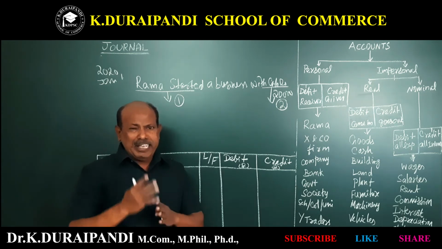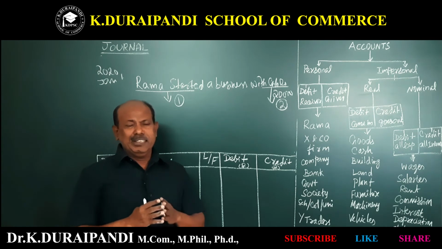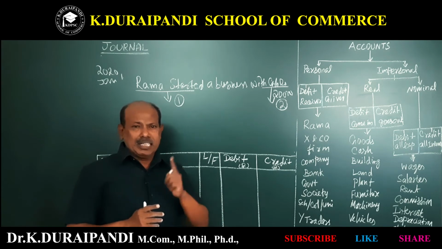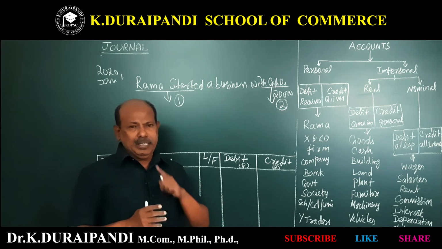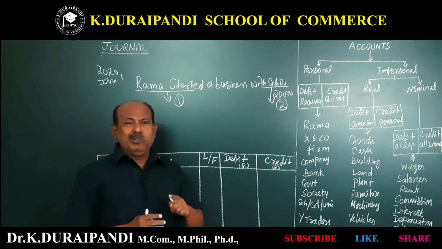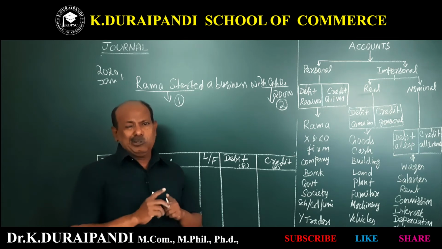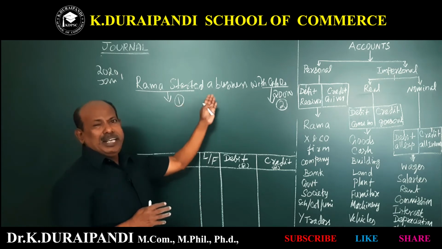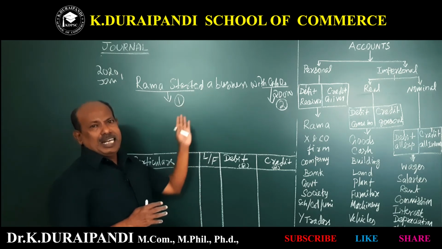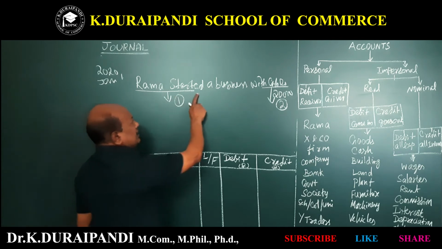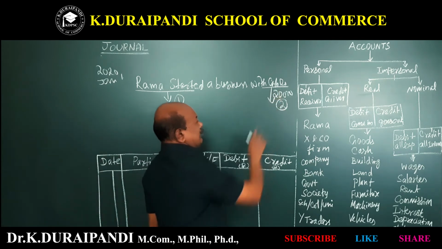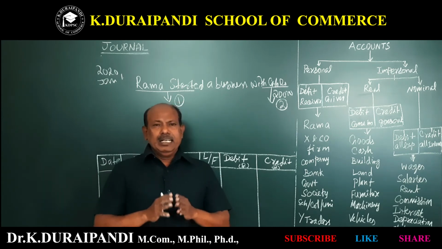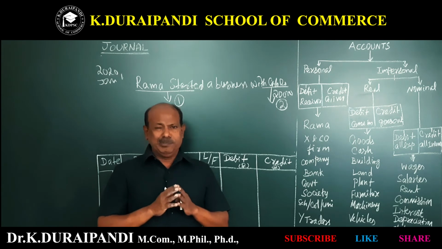So we should make a journal. You know the journal follows the double entry principle. One account should be debited, another account should be credited. That means the receiving account should be debited, the giving account should be credited. Look here, you see the actual meaning of this transaction: Rama started a business with cash rupees 20,000. We write the journal entry from the business point of view.